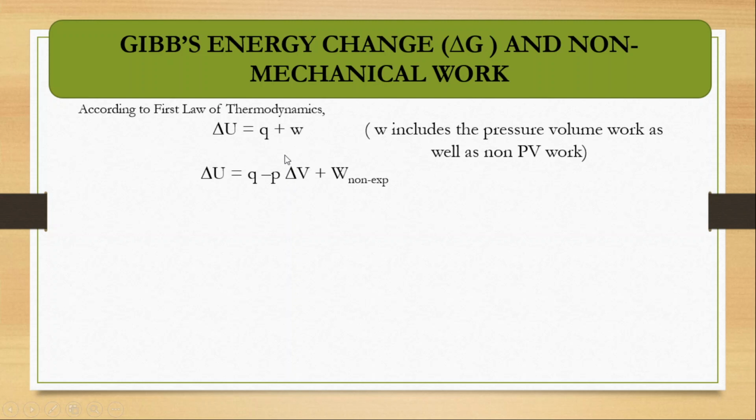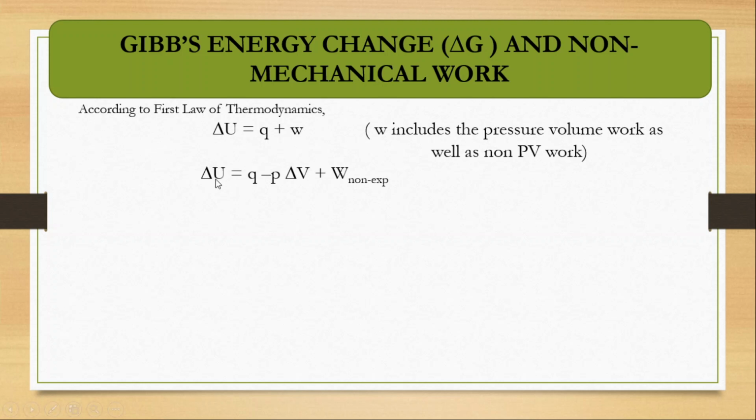So work, remember, now we have distinguished work. In that work, it contains some expansion work and some non-expansion work. Expansion work is also called mechanical work. Non-expansion work is also called non-mechanical work. And this non-expansion work or non-mechanical work is also called useful work. Clear? It is also called useful work.